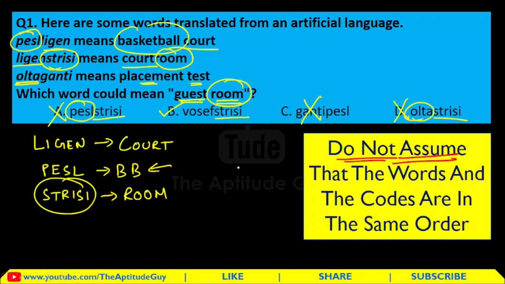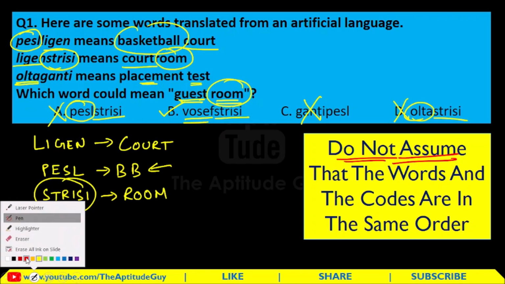Done. Now a lot of people ask me, how are we 100% sure that VOSEF is the code for guest? The thing is, we are not. Nobody is sure about it. Even the question is not sure about it. Read the question and see what it means.